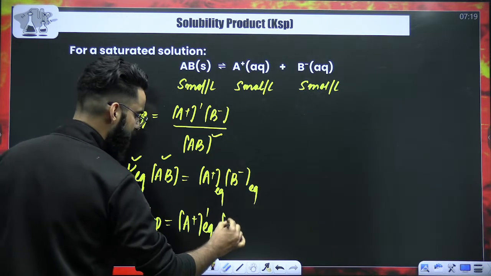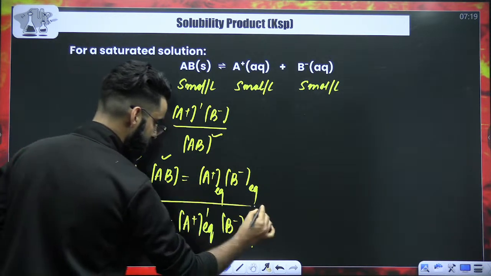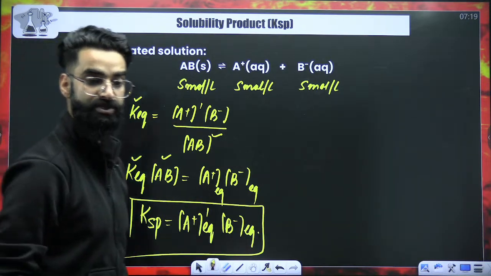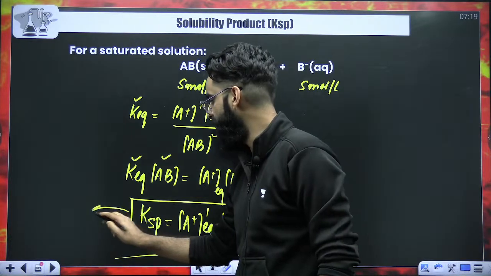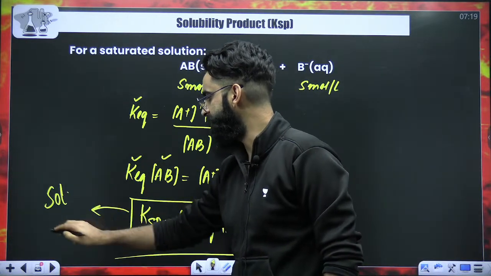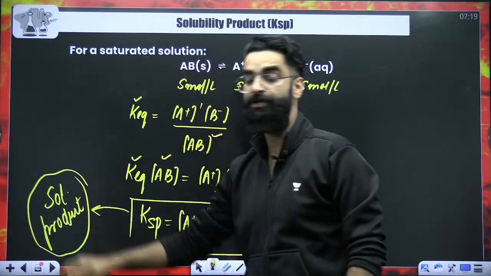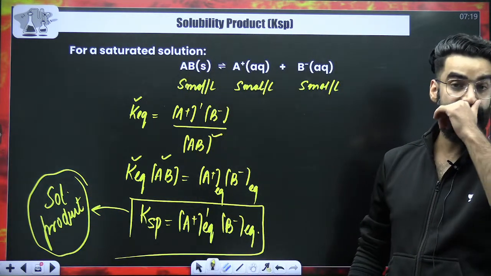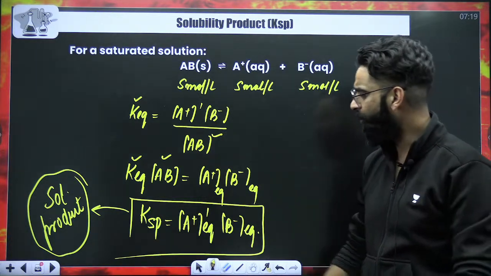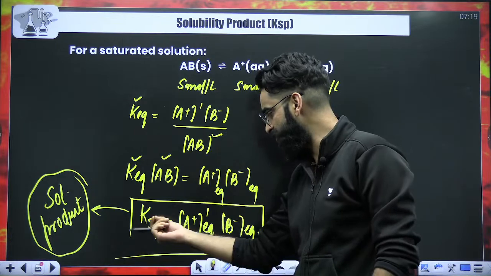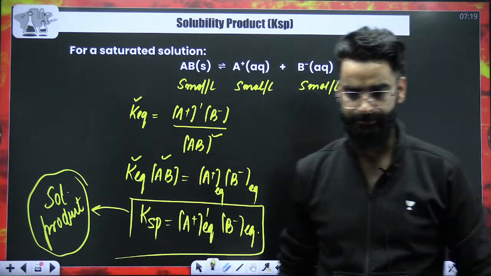Concentration of A positive at equilibrium, concentration of B negative at equilibrium, raised to the powers of the stoichiometric coefficients, right? This KSP is what you call the solubility product. Now, I'm going to show you exactly how you write the expression of solubility product for different types of salts. Let's get to know about that.